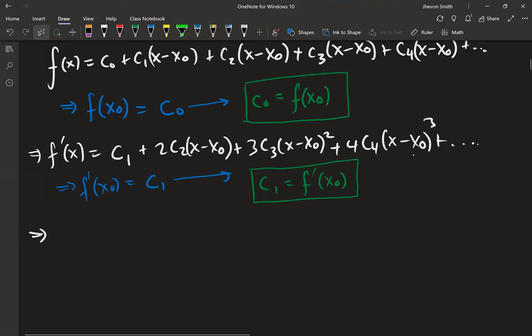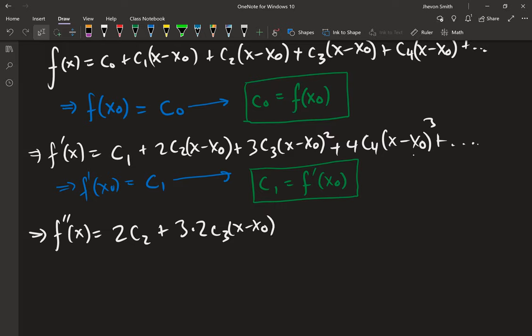What I'm going to do though, because the derivative was useful last time, let's do a second derivative. Now I'm going to get 2C2 plus 3 times 2C3. And there's a reason why I didn't write that as 6, because I want you to be able to see a pattern. Plus 4 times 3, C4, times (x minus x naught) squared. The next one would be like 5 times 4, C5, times (x minus x naught) cubed, plus dot, dot, dot.